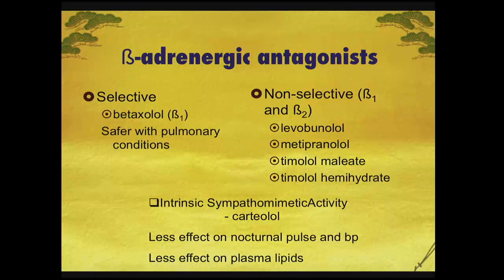The ones with the ISA activity, there's one in that class, carteolol. The benefits of this class is that there's less effect on nocturnal pulse and blood pressure and less effect on plasma lipids. But it also has an intermediate effect on intraocular pressure. So the best at lowering intraocular pressure are the non-selective, then the ISA, and then the selective.